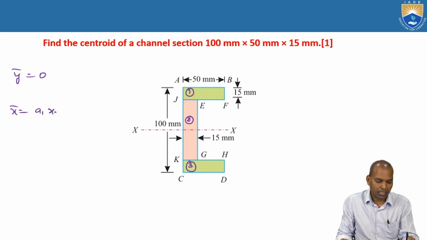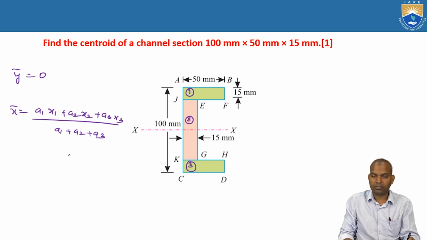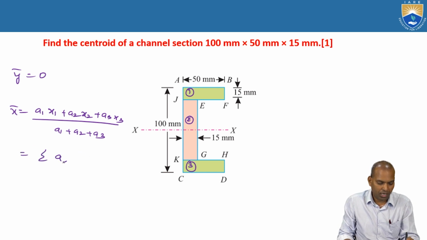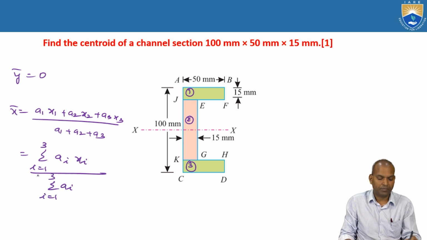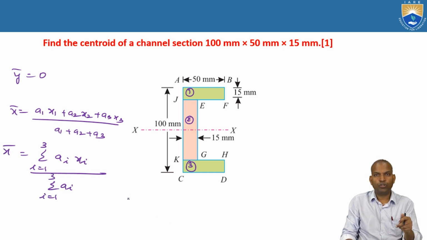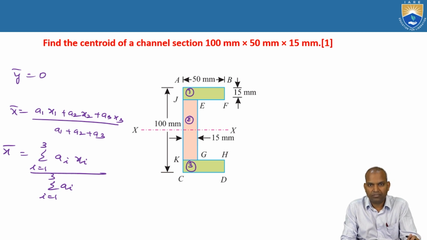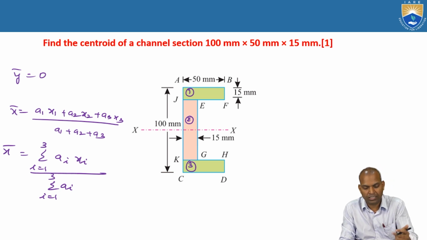Bar x equals A1 x1 plus A2 x2 plus A3 x3 by A1 plus A2 plus A3. That is the algebraic sum, sigma Ai xi, i equal to 1 to 3, by the sum of areas, sigma Ai, i equal to 1 to 3. That is bar x. The bar x is to be calculated. What is the reference axis? You can take the reference axis as the vertical axis.